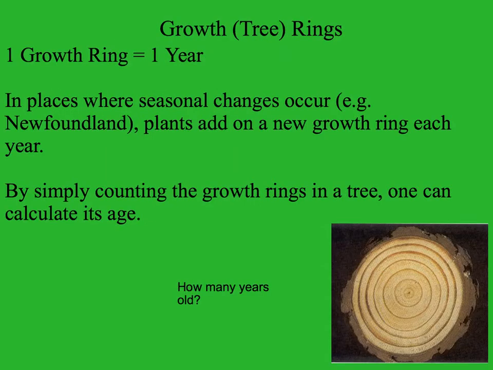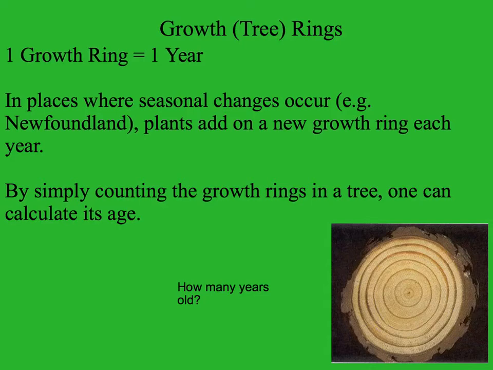With tree rings, otherwise called growth rings, one ring is equal to 1 year. Now, in places where there's strong seasonal contrast, like Newfoundland, we have a distinctive spring-summer and a distinctive fall-winter, and a tree will add one new growth ring each year. And typically, within that one ring, it's almost like two sub-rings. You get a whiter color and a darker color, and that light and dark represents one ring, which is 1 year.